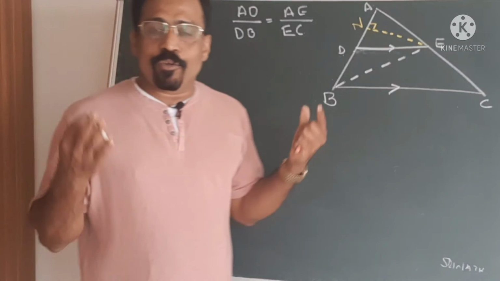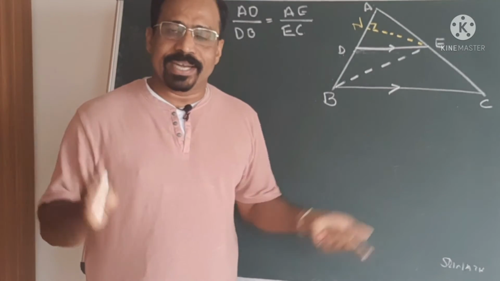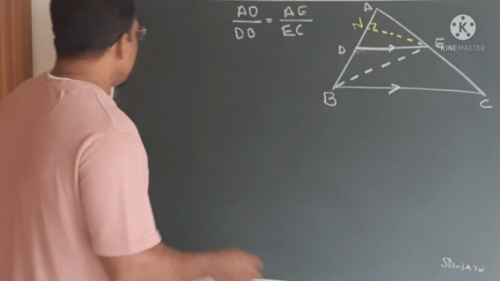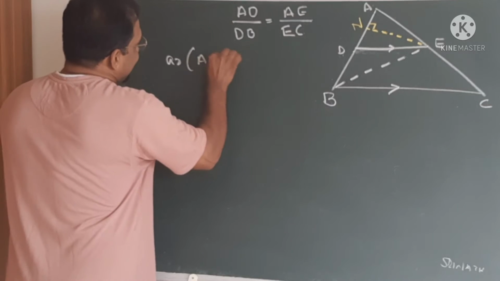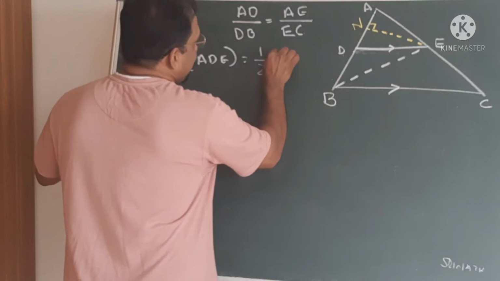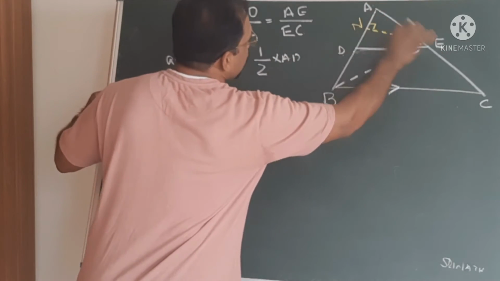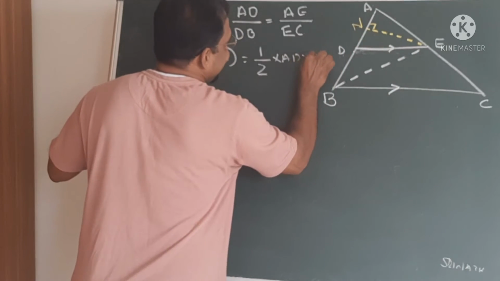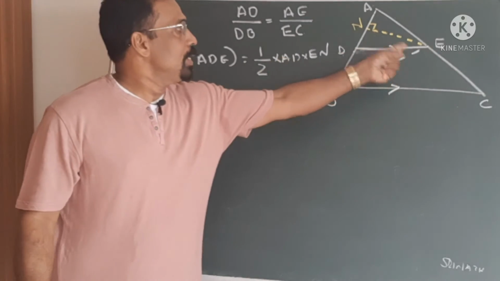Now what is the area of a triangle? Half into base into height. That you have already studied in your previous classes. So area of triangle ADE is equal to half into, what is the base? Base is AD. This is the base of this triangle and the perpendicular, that is EN. So half into AD into EN.